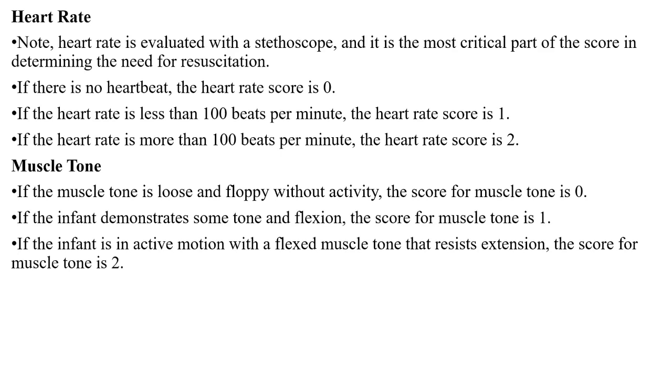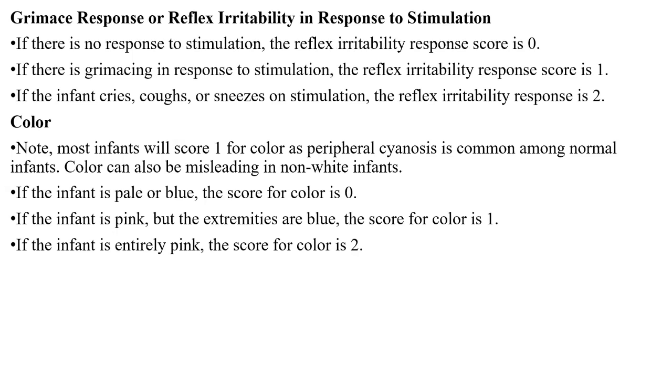Then muscle tone. If the muscle tone is loose and floppy without activity, score will be 0. If it demonstrates some tone and flexion, then score is 1. If the infant is in active motion with a flexed muscle tone that resists extension, the score for muscle tone is 2. Then grimace response or reflex irritability in response to stimulation.